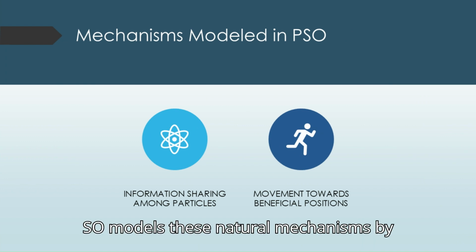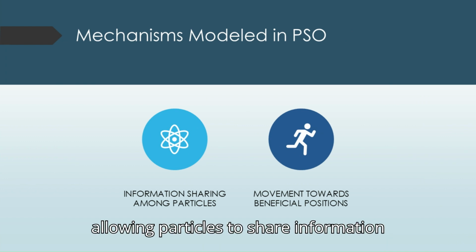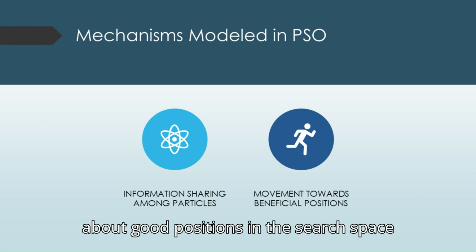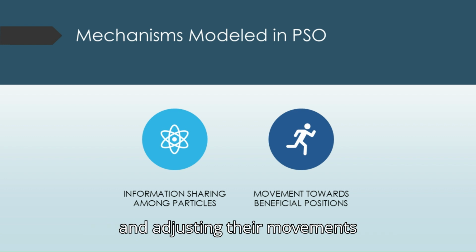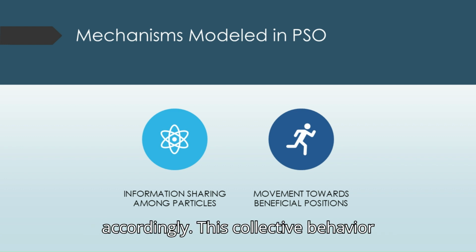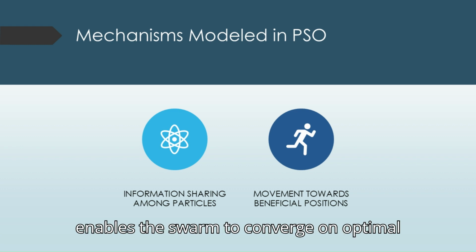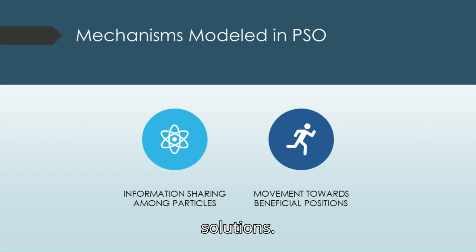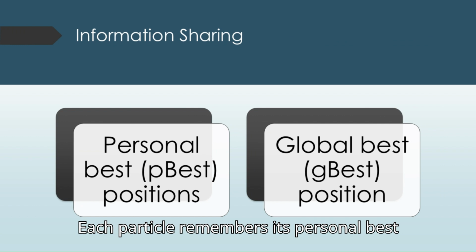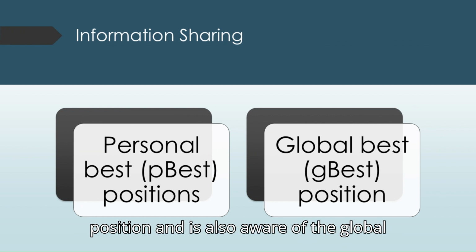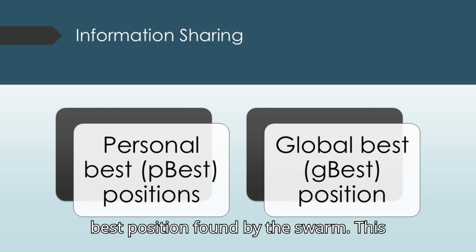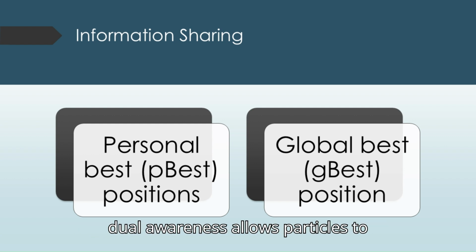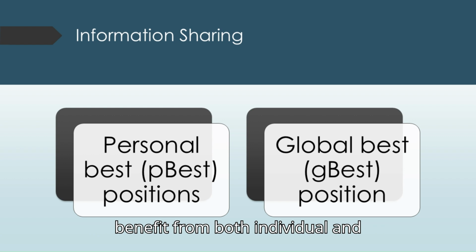PSO models these natural mechanisms by allowing particles to share information about good positions in the search space and adjusting their movements accordingly. This collective behavior enables the swarm to converge on optimal solutions. Each particle remembers its personal best position and is also aware of the global best position found by the swarm. This dual awareness allows particles to benefit from both individual and collective experiences.